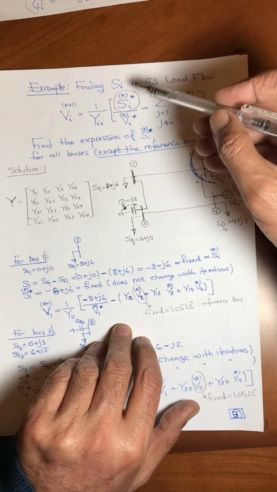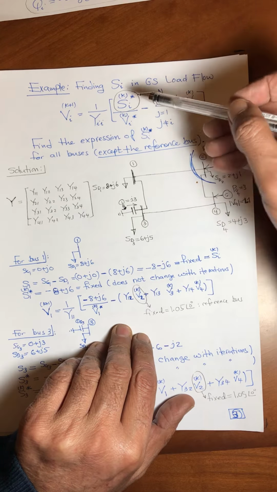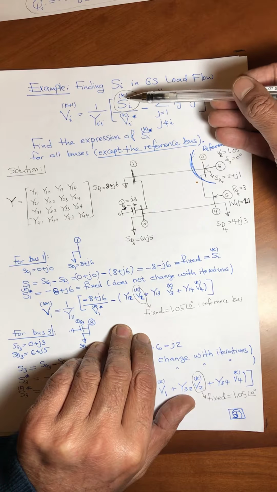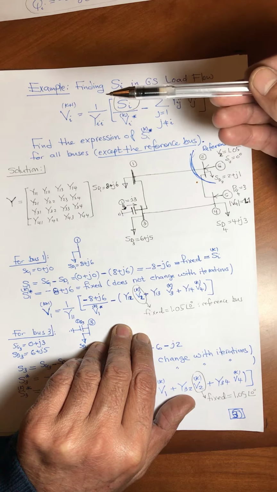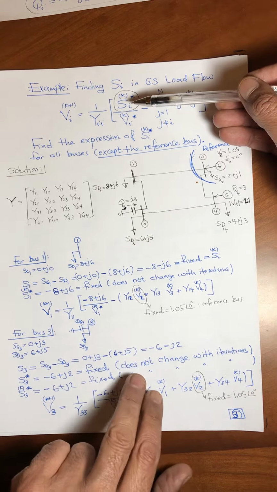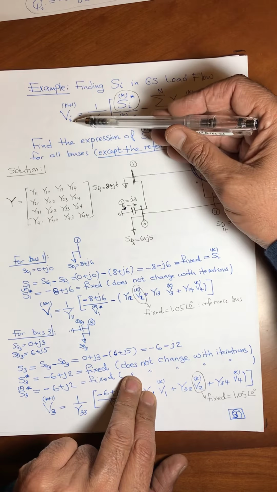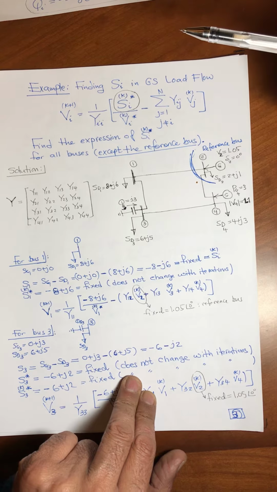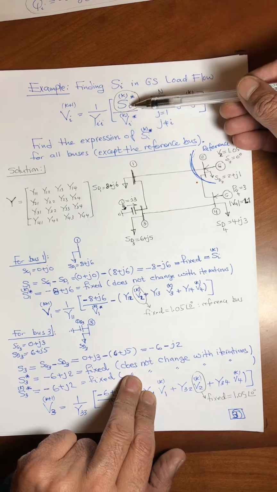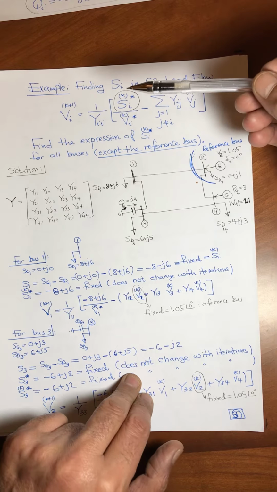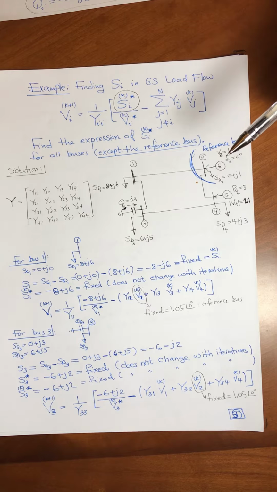حكينا last time إنه SI أو SI conjugate of iteration K is a fixed value except one case, when bus I is a generator bus. In this case, to find SI, you have to find the QI using the expression we mentioned in the last video or lecture.